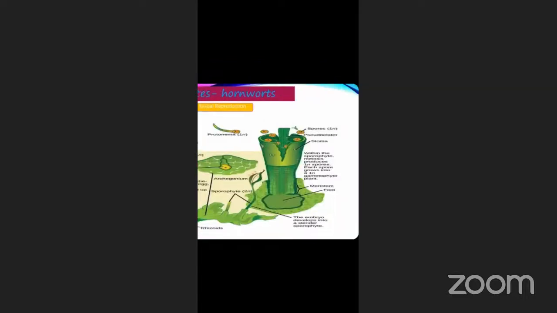And in some mosses, a filament-like structure develops from the gametophyte. That one we call the protonema. Protonema means after the zygote undergoes meiotic division to produce four haploid spores, the spores germinate and small filament-like structures develop. That one we call a protonema.